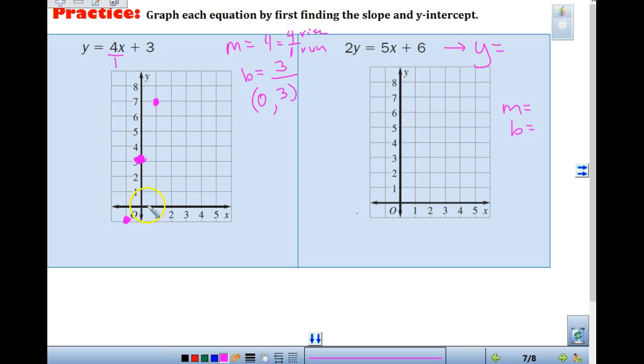Do that. 4 is a pretty steep line, right? And if you think back to when we used our graphing calculators or that Desmos calculator, 4 was pretty steep. This is a very steep line compared to the 1/4, which was really flat, right? What did we get for our new equation when we divided everything by 2 as we looked at that one?